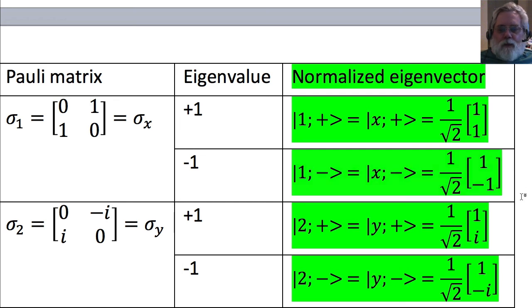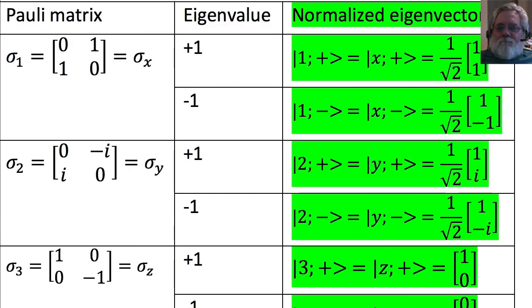Now, for the minus eigenvalue, we're going to use this eigenvector, 1 over square root of 2, 1, minus 1. If you were to take this matrix times this vector, you would get this vector out, but multiplied by minus 1. It is true, and you should verify, that the x plus and x minus eigenvectors are normalized and they are orthogonal to one another.